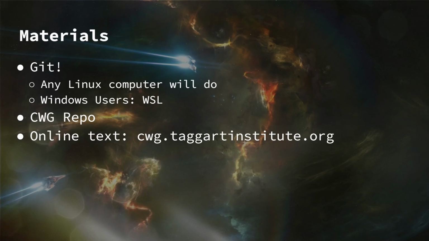You'll also, in the setup, be instructed to fork the Creating with Git repository. We'll walk through that soon, so you're going to need that as well. Also, the entire text of this course is available at cwg.taggartinstitute.org, and you might want to have that up and handy to follow along.